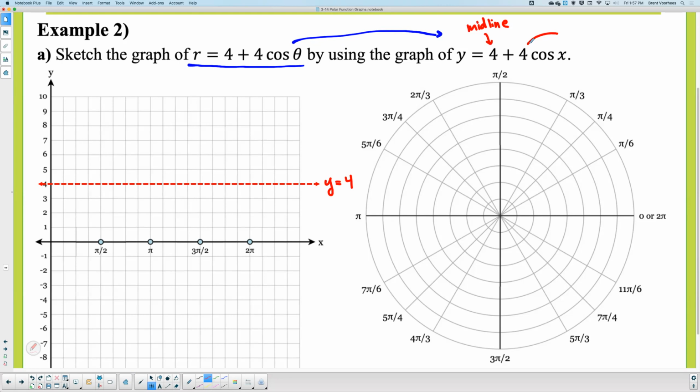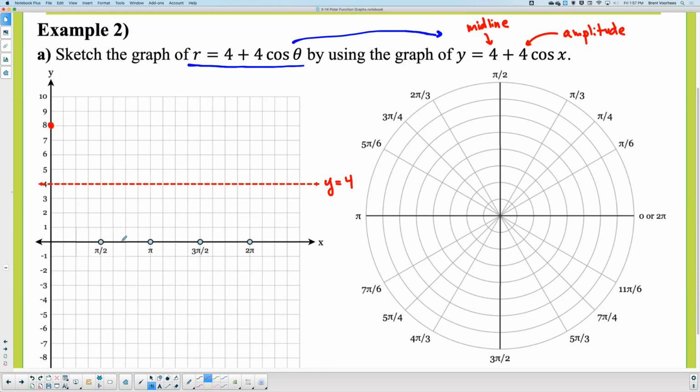And as stated earlier, 4 is going to be our amplitude. Now remind me, does cosine start at its maximum or start at its minimum? I'm sorry, I said that wrong. I meant to say, does it start at the midline or does it start at the maximum? Cosine starts at the maximum. So go up 4 units. 1, 2, 3, 4. Place a dot at 8.